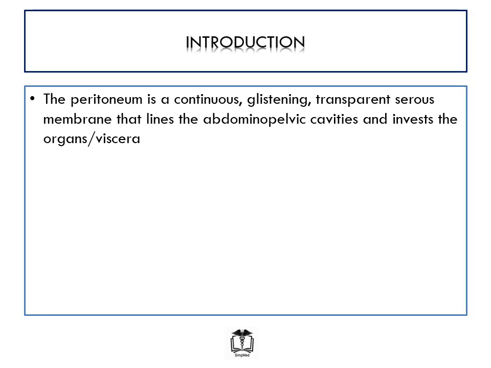Now, every cavity within the body has some form of membrane that tends to line the walls and organs found within it. The peritoneum is not any different. It's a continuous, glistening, transparent serous membrane found within the abdominopelvic cavity, and it lines the walls of the cavity alongside the organs and viscera found there.